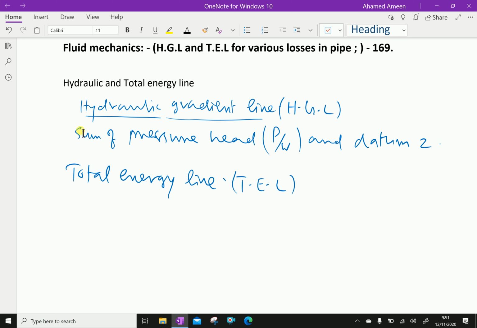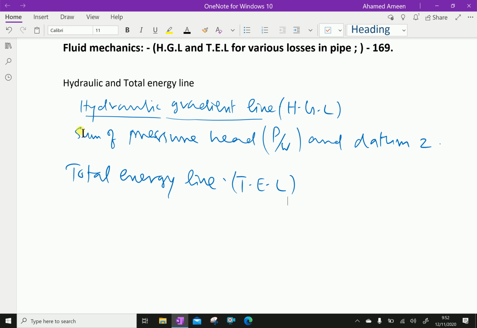It is also defined as the line which is obtained by joining the top of all vertical ordinates showing the sum of pressure head, datum head and kinetic head from the center of the pipe. It is briefly written as TEL.